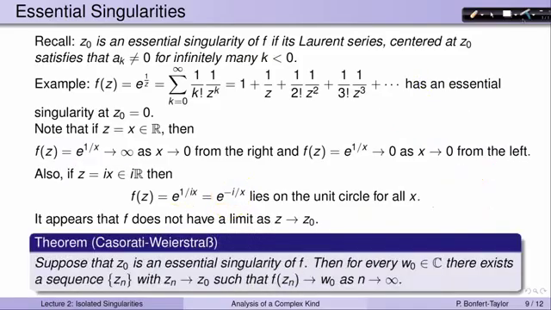Here's the theorem. Suppose that z0 is an essential singularity of f. Then for every point w0 in the complex plane, there exists a sequence zn converging to the essential singularity such that the function values converge to w0.